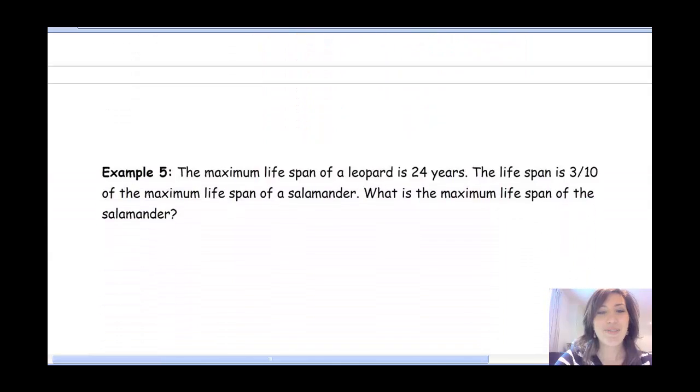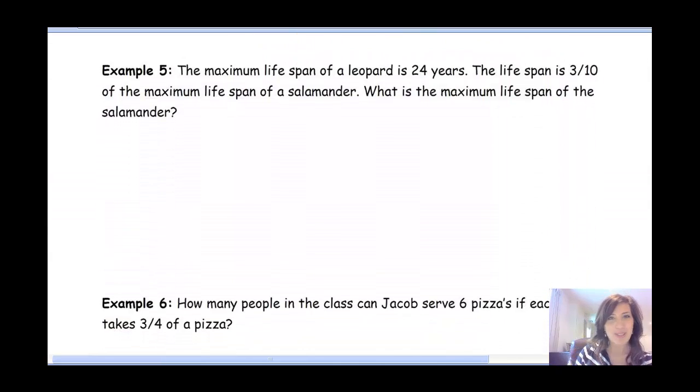All right, you know I love word examples. So here we go, our first word example. The maximum lifespan, the oldest a leopard can live, is 24 years. The lifespan is 3/10 of the maximum lifespan of a salamander. So a salamander is kind of like this sticky lizard kind of creature that can live underwater. I believe it has gills. So that lifespan of the leopard is 3/10, a fraction, of the lifespan of a salamander.